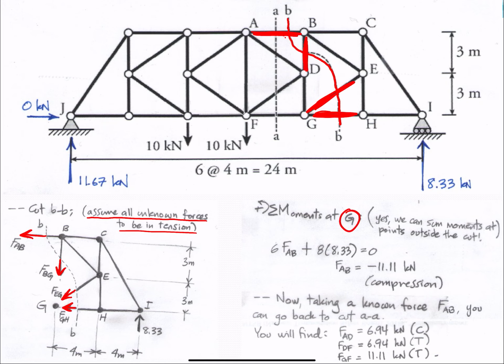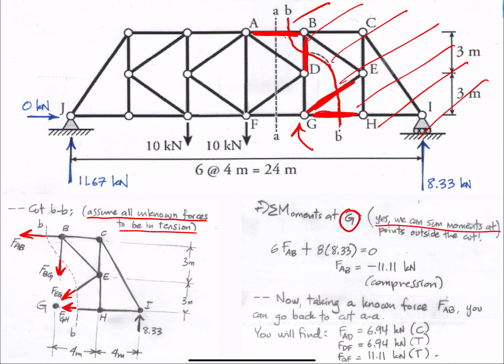you might say, well, if you are choosing that cut and you are choosing the right-hand side, point G is outside the half you chose, but it doesn't matter. We can sum moments at points outside the cut. The point doesn't have to be at the cut. So if we take moments about point G, I'm here now, on the left-hand corner.